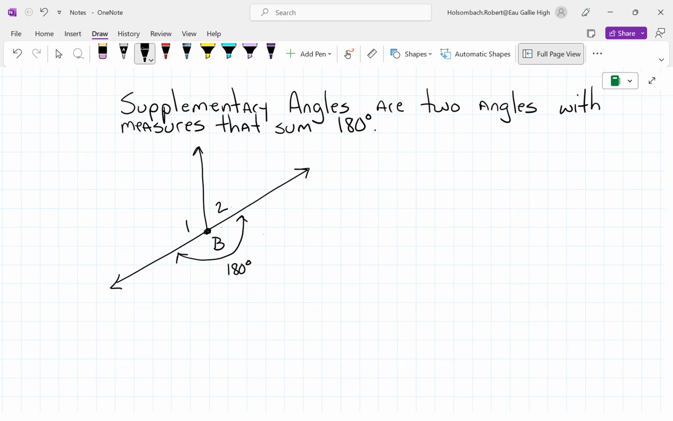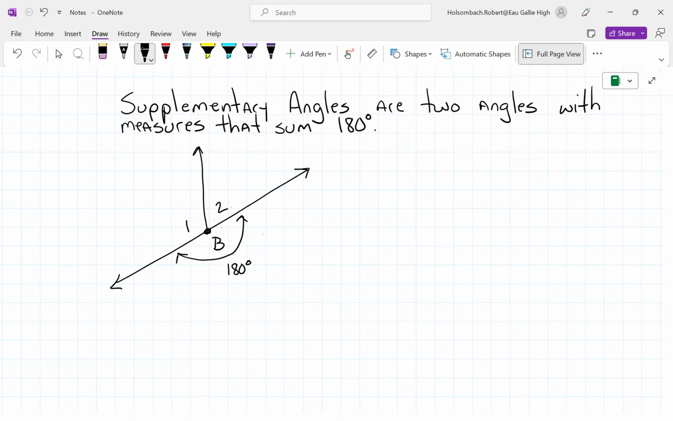They're also a linear pair, aren't they? So a linear pair, they sum 180, but they need to be adjacent, next to each other, sharing a side and a vertex. So in this case, angle 1 and 2 are supplementary and they are linear.